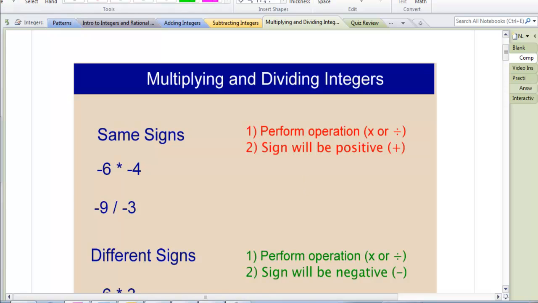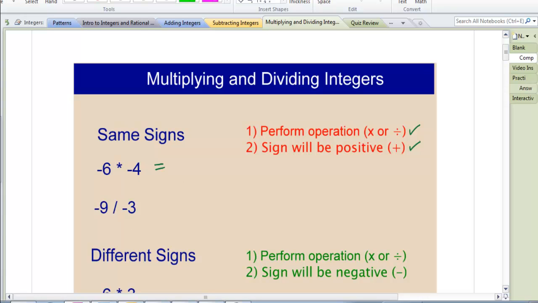Today we're talking about multiplying and dividing integers. With multiplying and dividing integers, we have the exact same rule for both. With same signs, you're going to perform whatever operation, either multiplication or division, and then your sign will be positive. So anytime you multiply with the same sign or divide with the same sign, your answer is always going to be positive. This is a little different than adding integers.